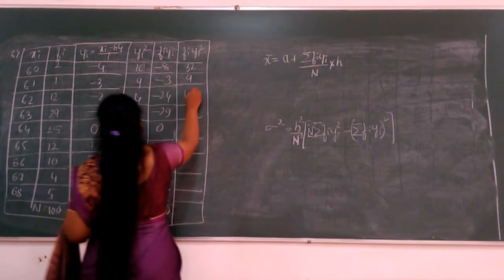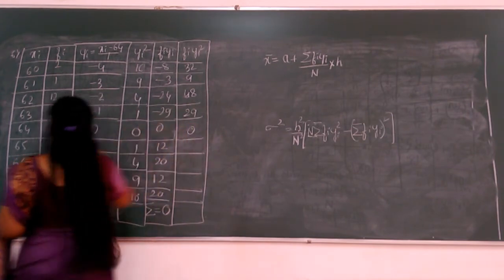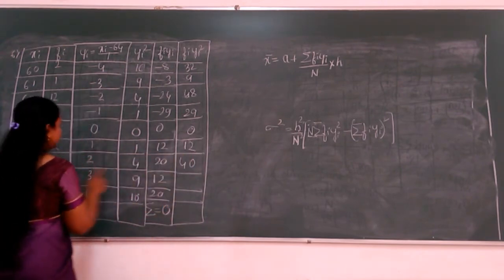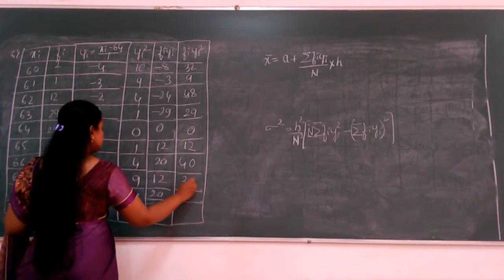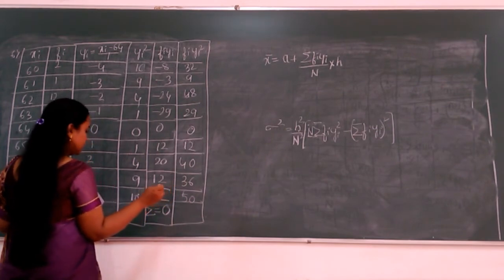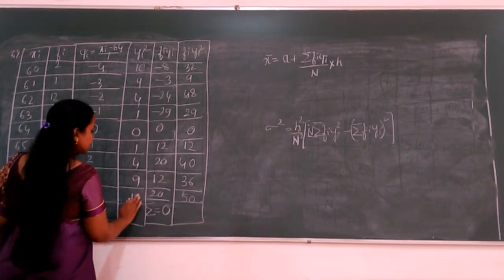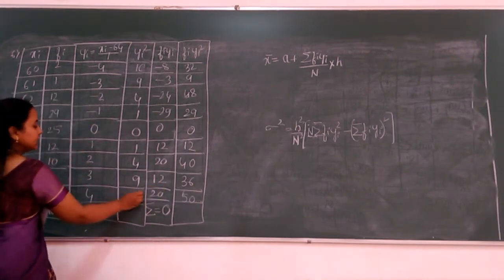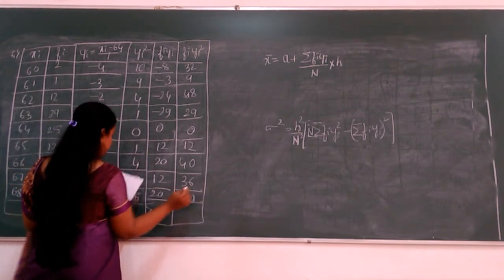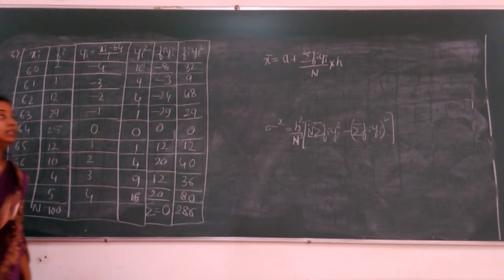29 into 1, 29. 25 into 0, 0. 12 into 1, 12. 10 into 4, 40. 4 into 9, 36. Next 5 into 16, sorry, it is nothing but 80. And the total sum will be 286. So this is all that is needed to calculate the mean and variance.